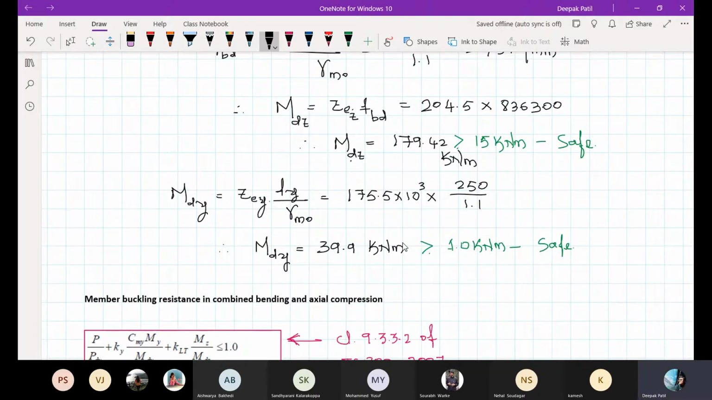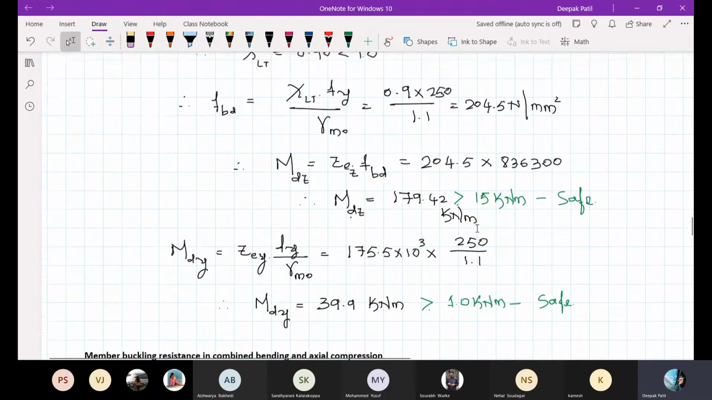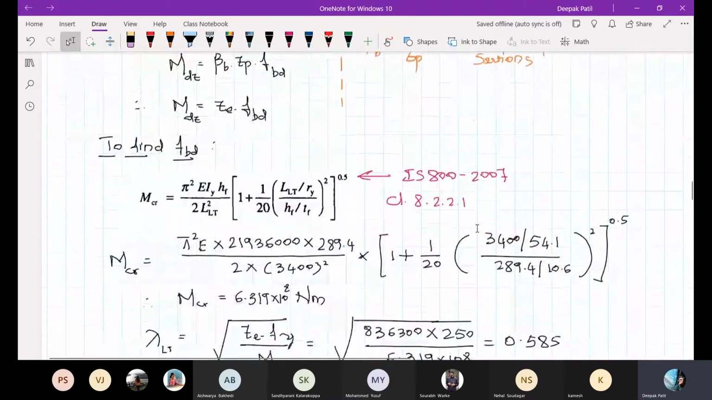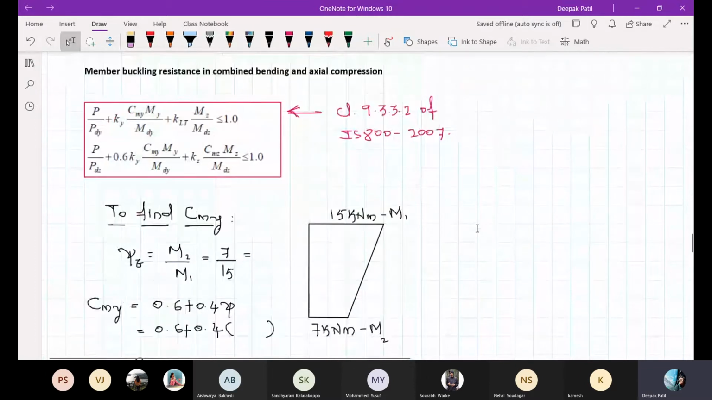And this is more than 1 kilonewton meter. This 1 kilonewton meter is the maximum bending moment applied on the column along minor axis, and the 15 kilonewton meter is the maximum bending moment applied on the column along major axis. You can see that the design moment capacity of the column along major and minor axis are more than the actual bending moments applied. So hence it is safe. This is the third check you have to do, that is member buckling resistance in bending. Then this is the fourth check you have to do.